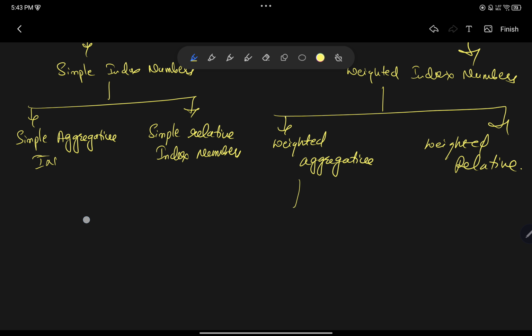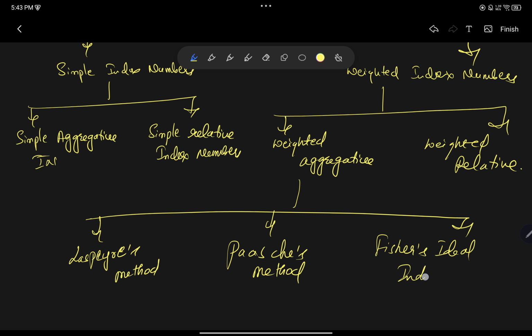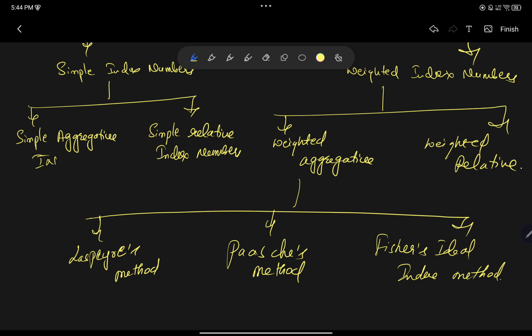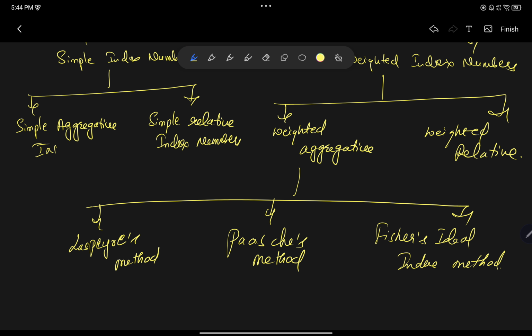Now here, weighted aggregative has been segregated into many types, almost 10 types of weighted aggregative methods are there, but generally there are three major methods: Laspeyres' method, Paasche's method, and most importantly, Fisher's ideal index method. This is most important.